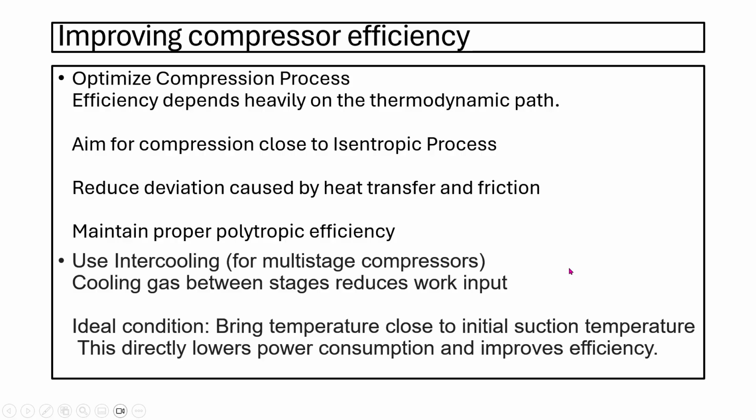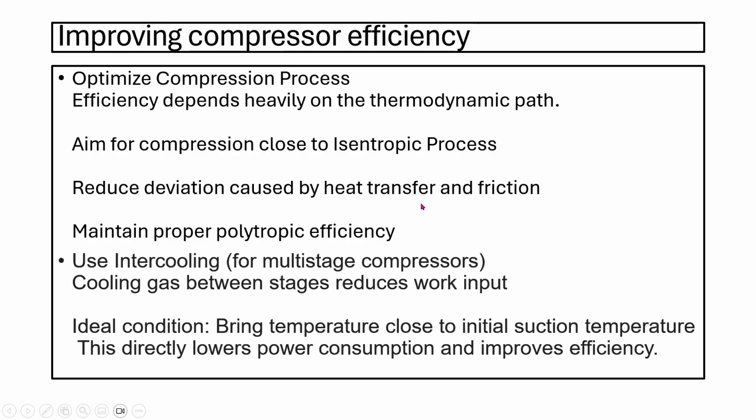Now, optimize the compression process. Efficiency mostly depends on the thermodynamic path. Our aim is compression close to the isentropic process, but there should not be any heat losses in the compression process. So better insulation in the pipelines is very important. There should not be any heat loss.